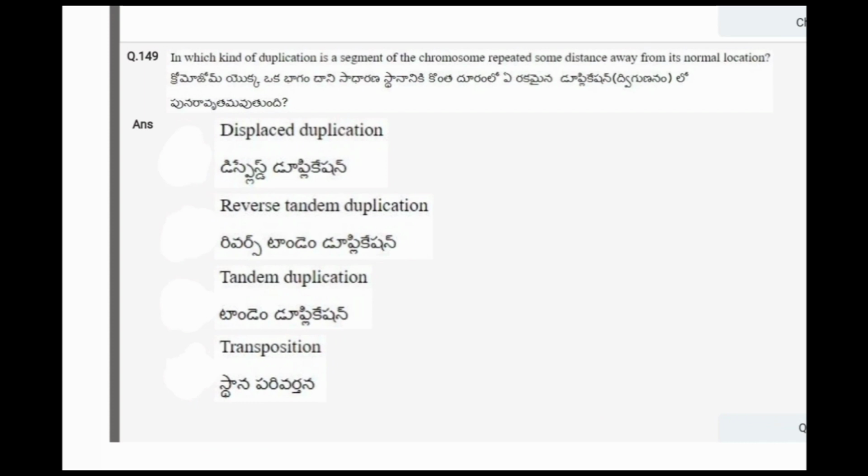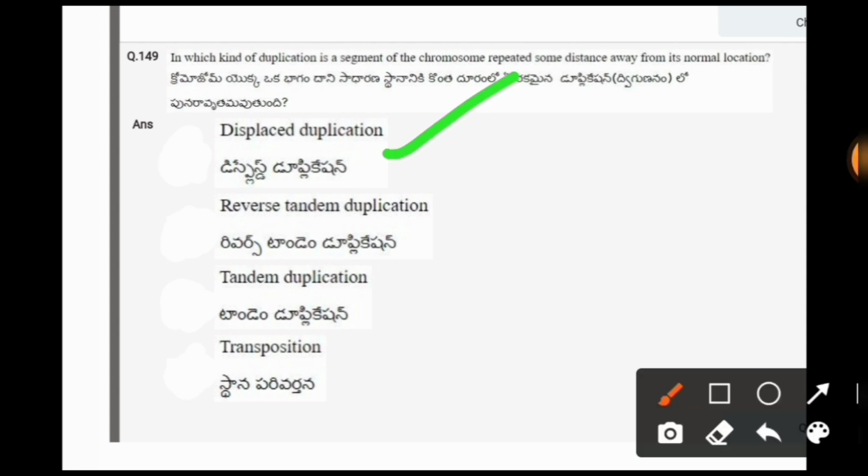In which kind of duplication is a segment of chromosome repeated some distance away from its normal location? The options are displaced duplication, reverse tandem duplication, tandem duplication, transposition. The correct option is the first one, that is displaced duplication. Next question.